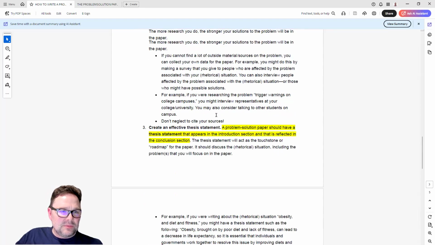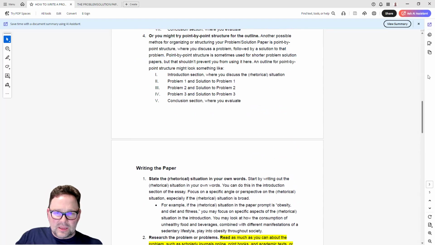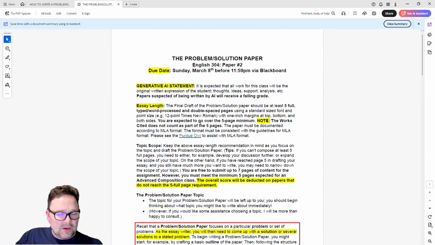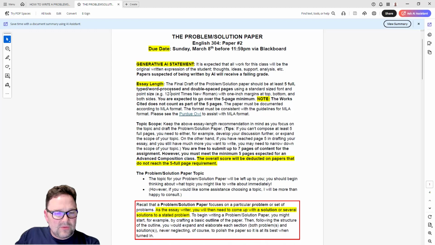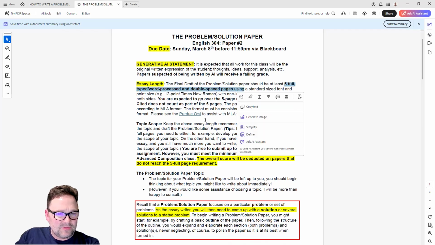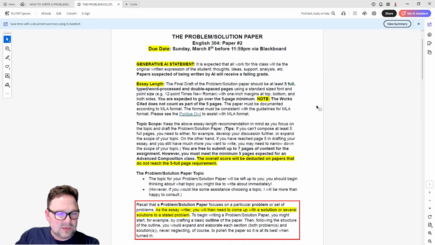Okay, let's have a look now at the other prompt document I have for you. So here we've got a due date of March 8th. That's just in about 3 weeks. Of course, we have our AI statement. This is similar to our previous prompt in terms of formatting. Once again, here we have at least five full double space word processed pages according to MLA format.